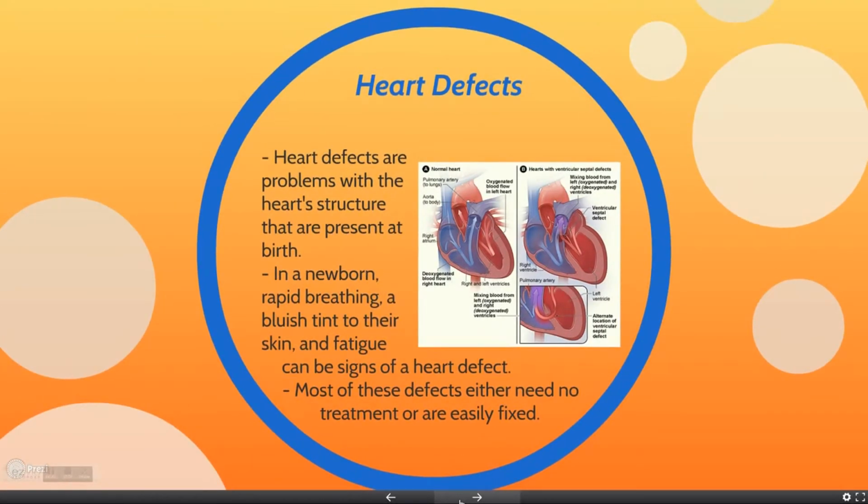Heart defects are problems with the heart structure that are present at birth. We can see in the picture that a normal heart does not mix oxygen-poor blood with oxygen-filled blood. However, with some heart defects, the heart will mix these two types of blood because there is a hole in the heart. In a newborn, rapid breathing, a bluish tint to their skin, and fatigue can be signs of a heart defect. Most heart defects either need no treatment or are easily fixed.